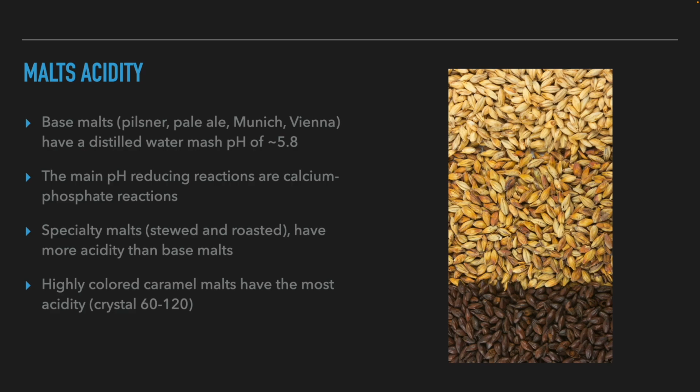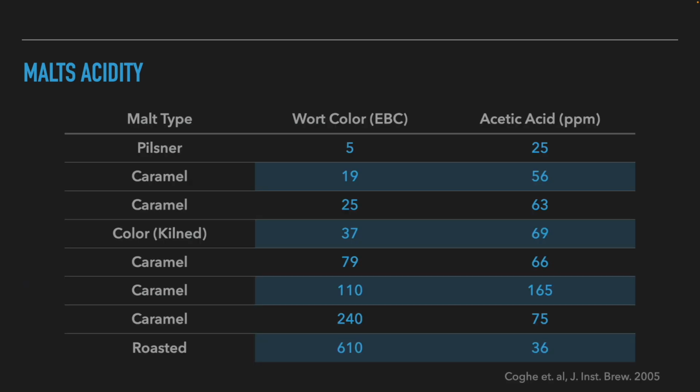Other types of malts, like stewed and roasted malts, will have more acidity than pale base malts. The most acidic malts are highly colored crystal malts. If we look at this table from a research paper by Kogi et al. from the Journal of the Institute of Brewing back in 2005, we see that they performed a standard mash for different types of malts. Malts that have no diastatic power had some degree of pale base malts added to them. Then the researchers tested the levels of acetic acid in ppm for each type of malt. We can see how caramel and crystal malts affect the mash pH, reaching a peak at crystal 110.